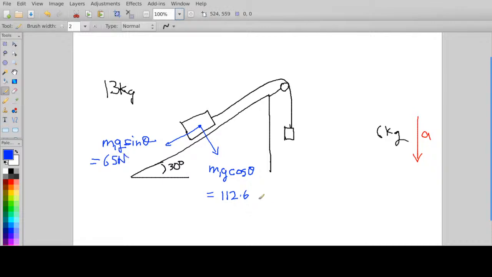Okay. How do I know? Well, it's one of those angles you memorize. If you do sine of 30 degrees, you'll find that it turns out to be a half. Okay. All right. Now what?